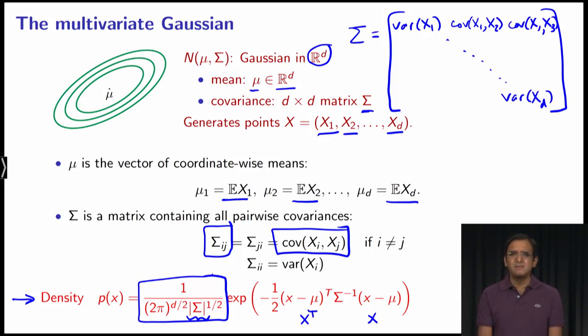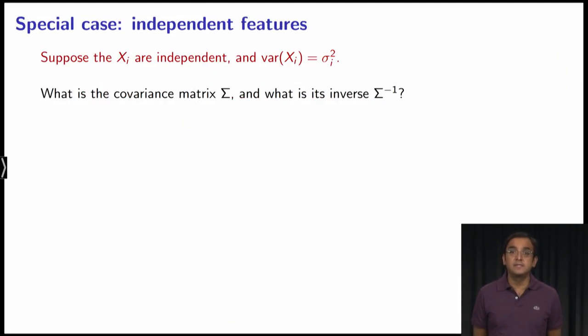And what is sigma inverse? Well, sigma is some d by d matrix, so its inverse is some other d by d matrix. Let's just call it M. So we get x transpose Mx. And that's something that looks familiar. That's a quadratic function. So the density depends only on a quadratic function of x. And indeed, an ellipsoid is a kind of quadratic.